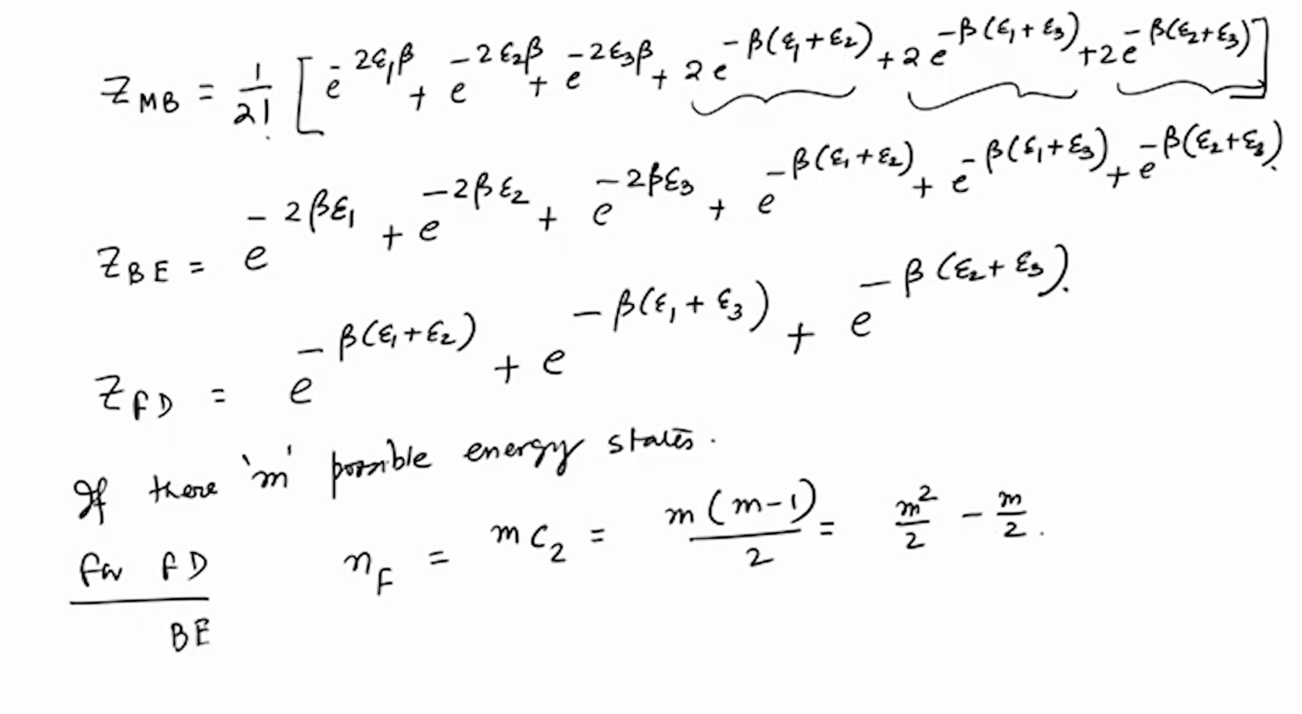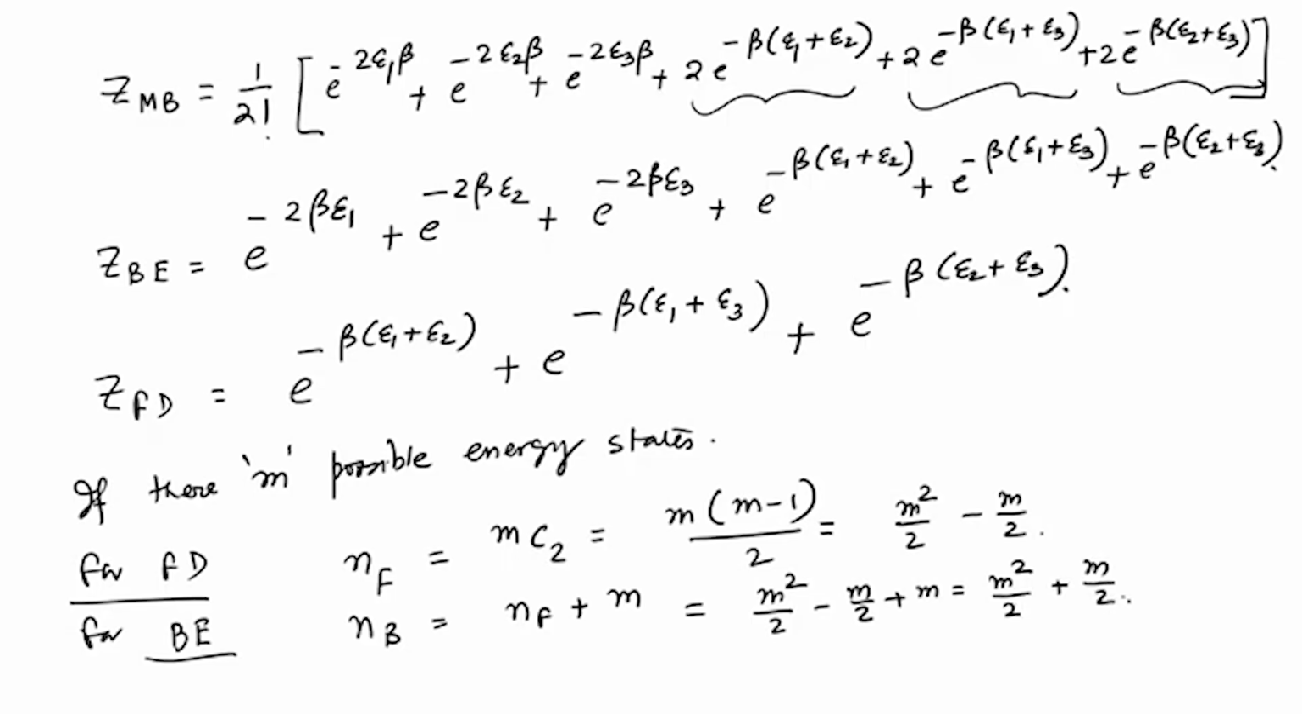For BE, this NB is nothing but n Fermi plus m. Okay. So, this is m square by 2, because the number of 2 particle states for bosons would include all possible fermions and plus m states which have both particles in the same energy. Okay. So, this is equal to m square by 2 minus m by 2 plus m. So, that gives you m square by 2 and plus m by 2 instead of minus m by 2. And similarly for the MB distribution.